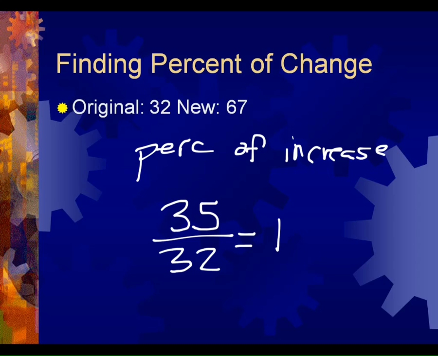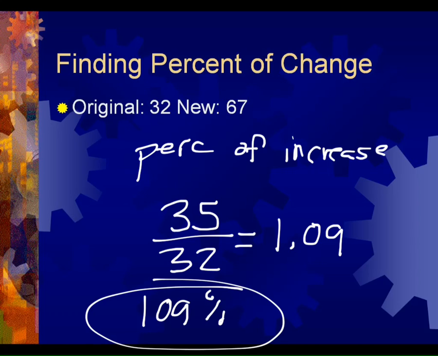Awesome. 1.09, okay? Remember, that's the decimal. To make the percentage, you have to multiply by 100, which also means you move the decimal 2 places to the right. So that means the percent of change is 109%. Okay? That's it, right? And that makes sense, right? Because 100% would have been 64, because that would have been doubling this. So it's a little bit over 100% because I went to 67.